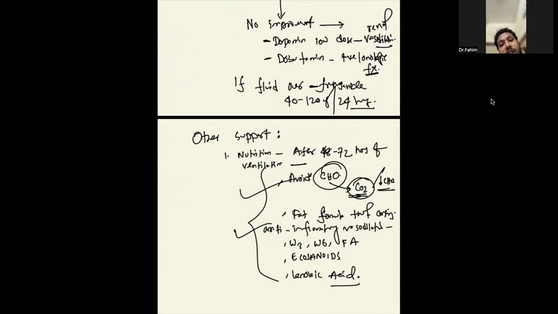Actually, you mentioned the nutrition after the ventilation, that means after 48 to 72 hours, when the patient is out of the ventilator, right? Then we'll avoid the carbohydrate diet. But I am asking you, when the patient is on the ventilator, during this period, will we give the patient support intravenously or through nasogastric feeding?